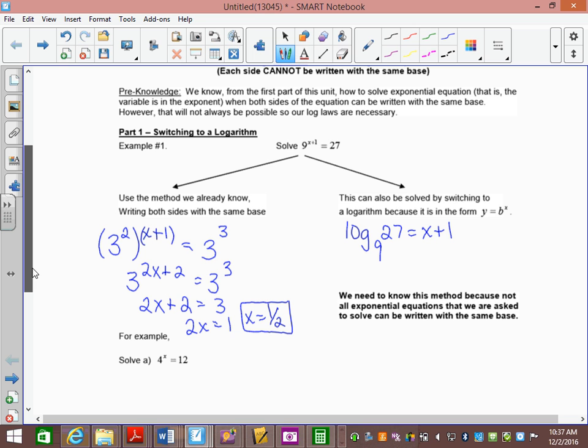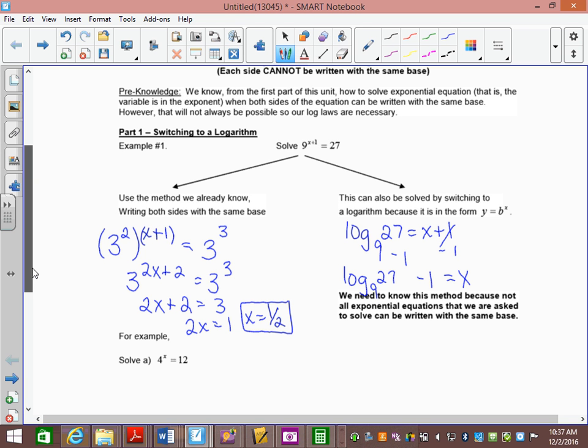Now I want to get x by itself, so I'm going to minus 1. So I'm going to get log base 9 of 27 minus 1 equals x. Do not say log base 9 of 26. Do not minus that 1 from that 27. These are attached and stuck together. The minus 1's at the back.